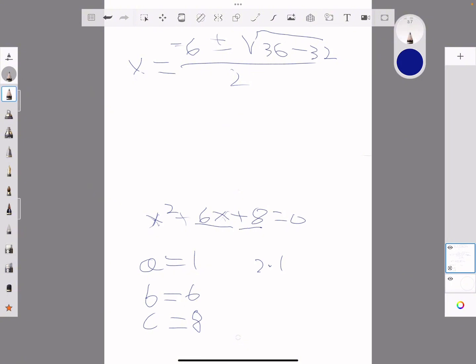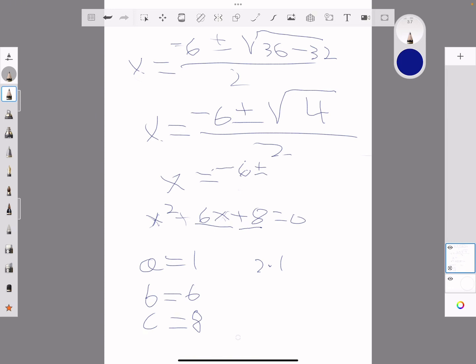Okay, now let's just solve the square root. So this would be 4, since 36 minus 32 is 4, over 2. Now let's simplify it. So minus 6 plus or minus. Now the square root of 4 is 2, since 2 times 2 is 4. I think that you guys knew it already. Over 2.